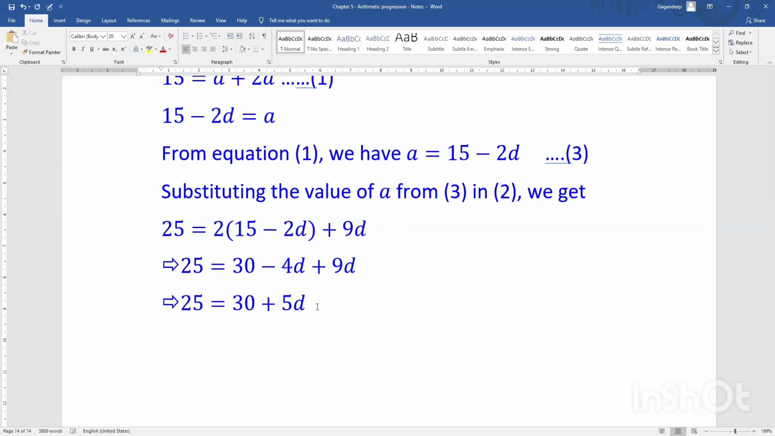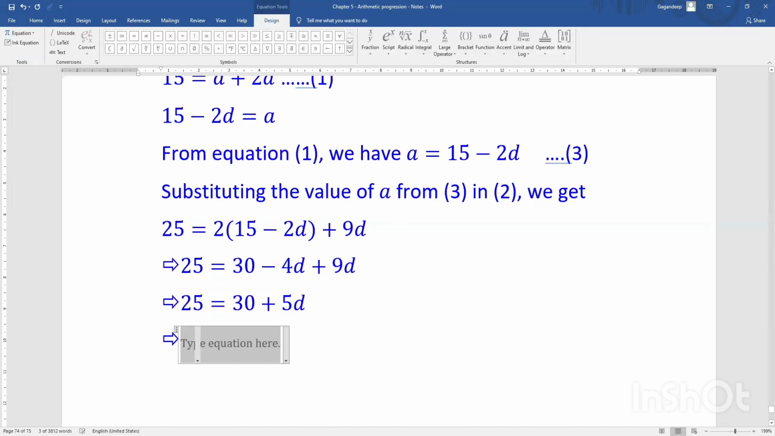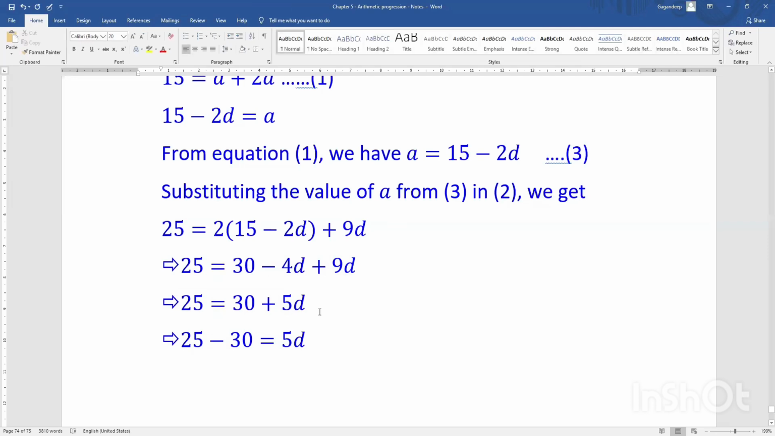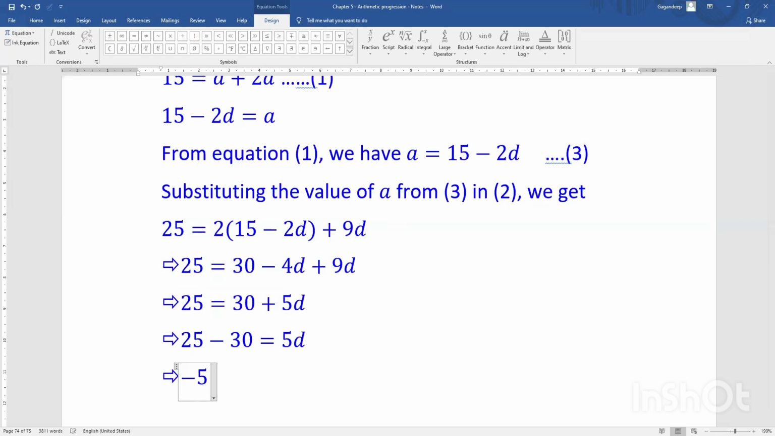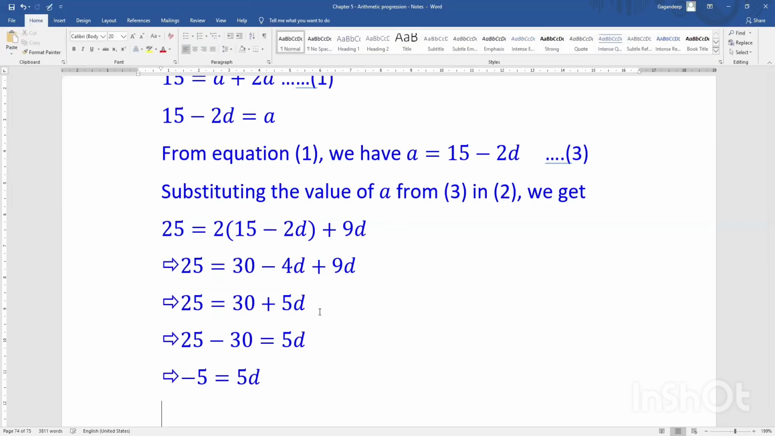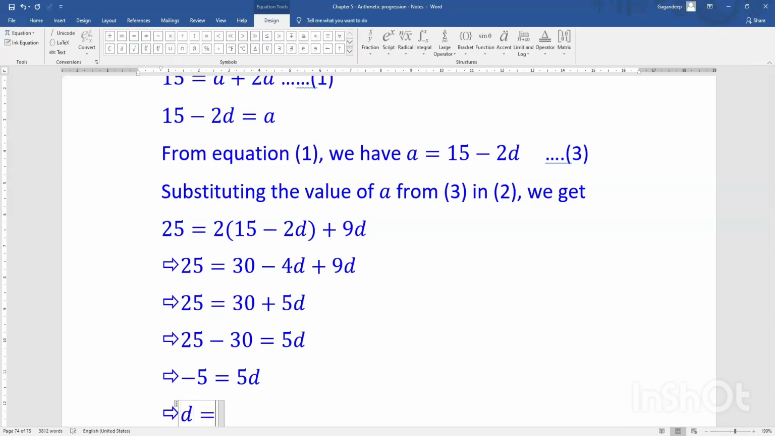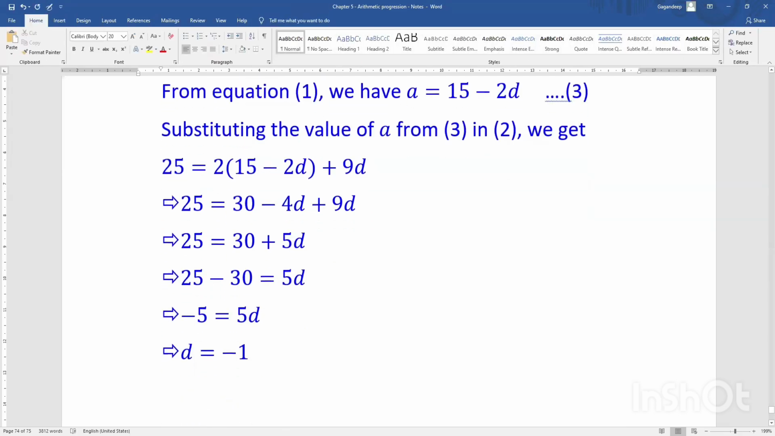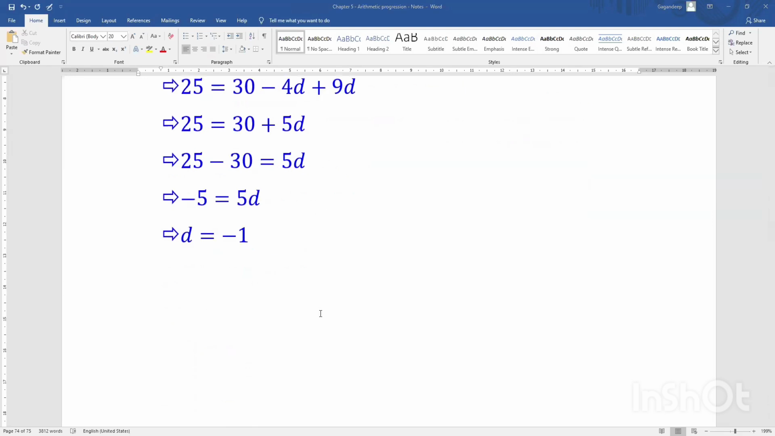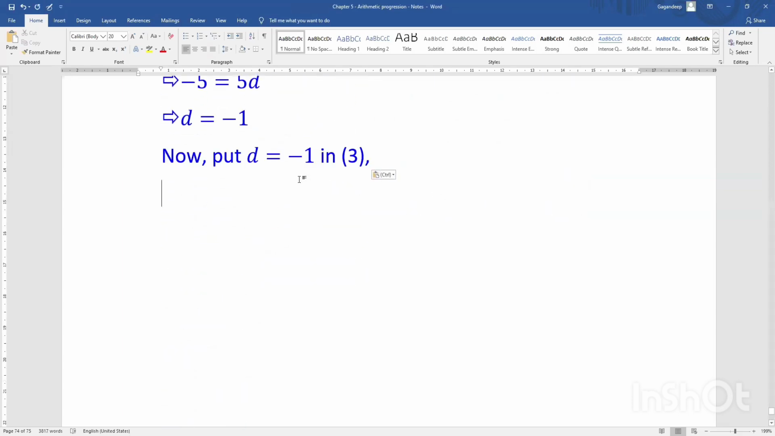Okay, or I can write it as the next step. I can show it as 25 minus 30 equals 5D, or I write it as minus 5 equals 5D, or we get it as D equals minus 1. So 5 and 5 cancel, you get minus 1. Okay. Now I'm going to put D equals minus 1 in 3. See here.